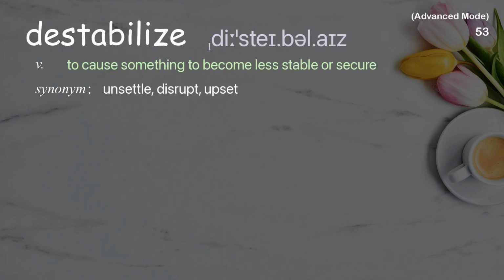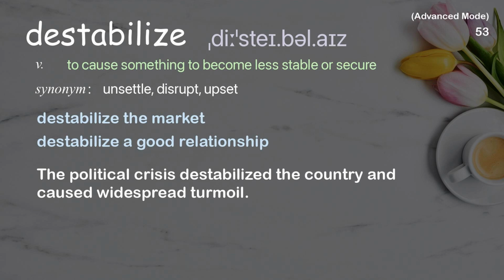Destabilize. To cause something to become less stable or secure. Examples: Destabilize the market. Destabilize a good relationship. The political crisis destabilized the country and caused widespread turmoil.